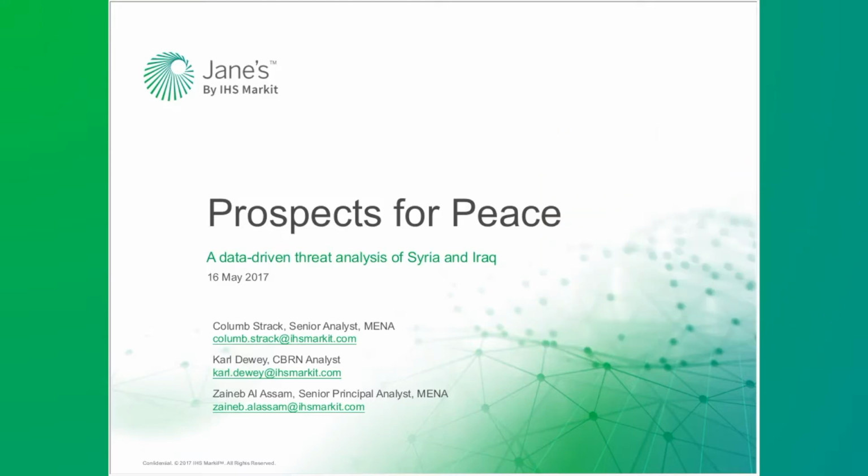I'll be chairing this session this afternoon entitled Prospects for Peace, a Data-Driven Threat Analysis of Syria and Iraq. There will be three speakers. Colin Strack, a senior analyst, MENA in IHS Country Risk, will talk about a settlement for Syria, the prospects. Carl Dewey, a CBRN analyst with Aviation Defence and Security, will brief on the likelihood of continued use of CW in Syria. And finally, Zainab Al-Assam, Senior Principal Analyst in MENA, will brief on the security outlook for Iraq.